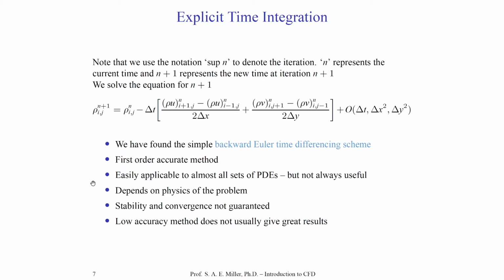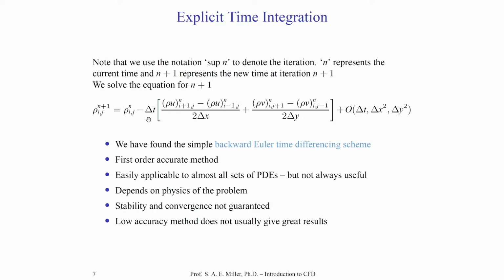Of course, the discretization should be chosen based on the physics of the problem. So some problems, of course, may not work very well with these types of discretizations, and other ones will work very well. So it depends not only on the CFD, of course, but on the particular physics of the problem. The stability and convergence of this scheme are not guaranteed. That means we can choose what the delta t is in our scheme. Delta x and delta y are likely fixed because they're a function of the computational domain.